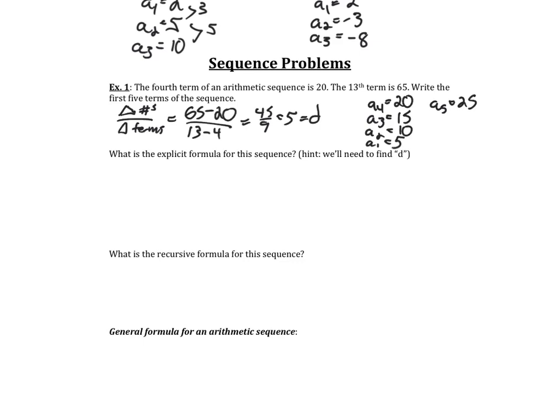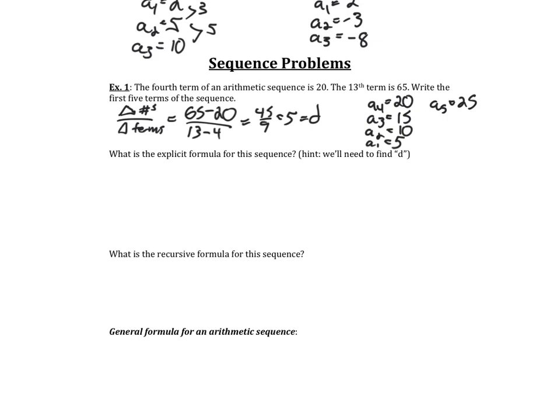So I took the change in the numbers over the change in the number of terms to get my d value, and then I used that to kind of backtrack my way into the numbers. Now that wasn't too bad because I had the 4th term. It didn't take me too long to go down to the 1st term. But what if I said the 1000th term is 65 and the 933rd term is 20, find the 1st term? You would be going back for a long time. So there must be a quicker way.